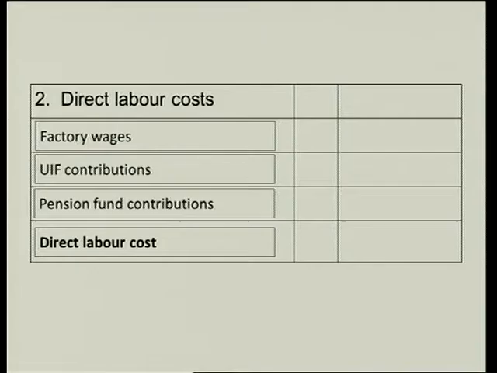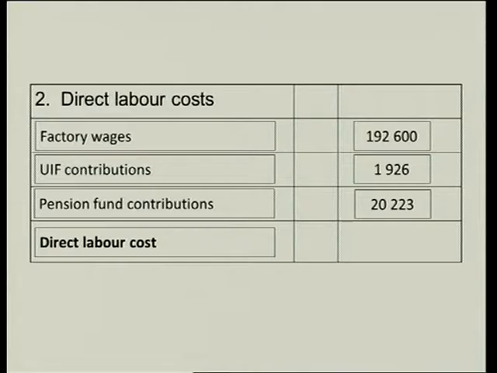So let's take out the amounts. 192,600 was factory wages. They gave it to you. Then your unemployment fund was 1,926, which is 1% of your factory wages. And your pension fund contribution is 20,223. That is 10.5% of your factory wages.